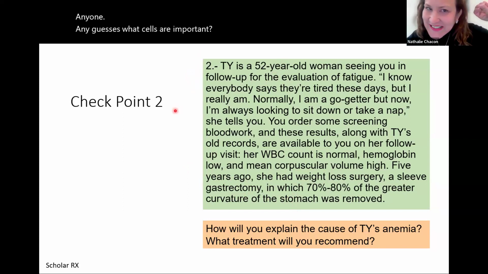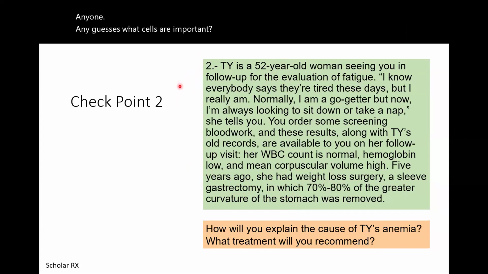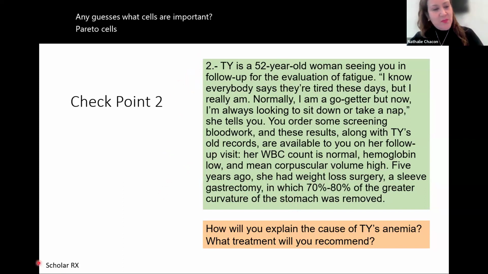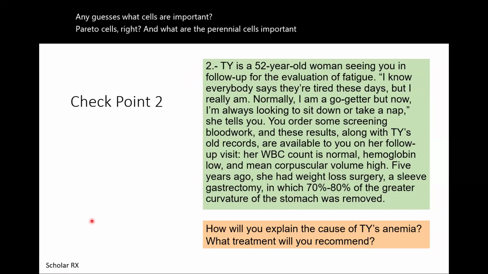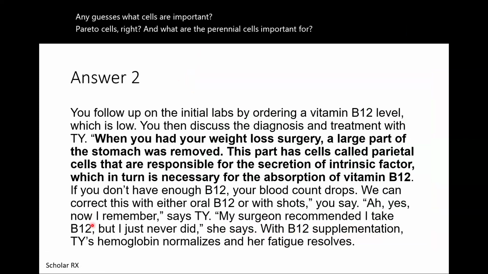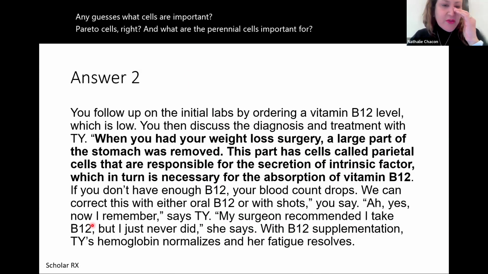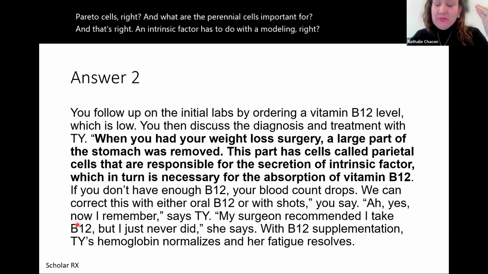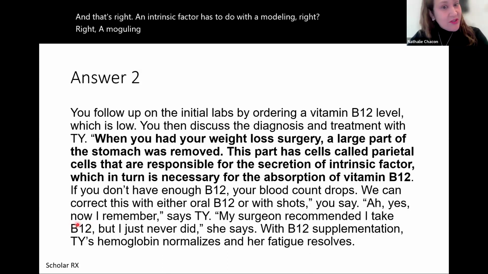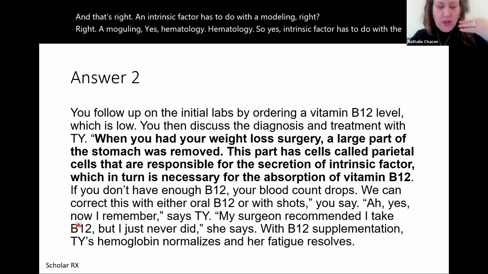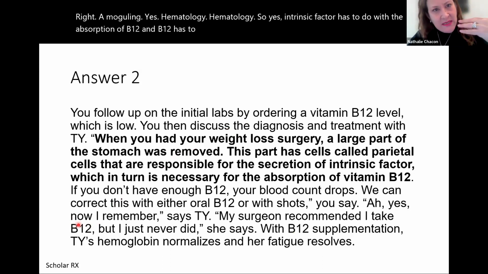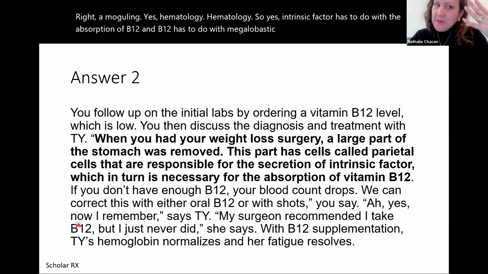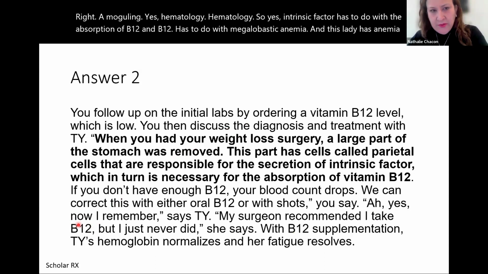Yes? Yeah, parietal cells. Parietal cells, right. And what are the parietal cells important for? Releasing intrinsic factor. That's right. And intrinsic factor has to do with hemoglobin, right? Hematology. So yes, intrinsic factor has to do with the absorption of B12, and B12 has to do with megaloblastic anemia. And this lady has anemia, and anemia makes you tired.